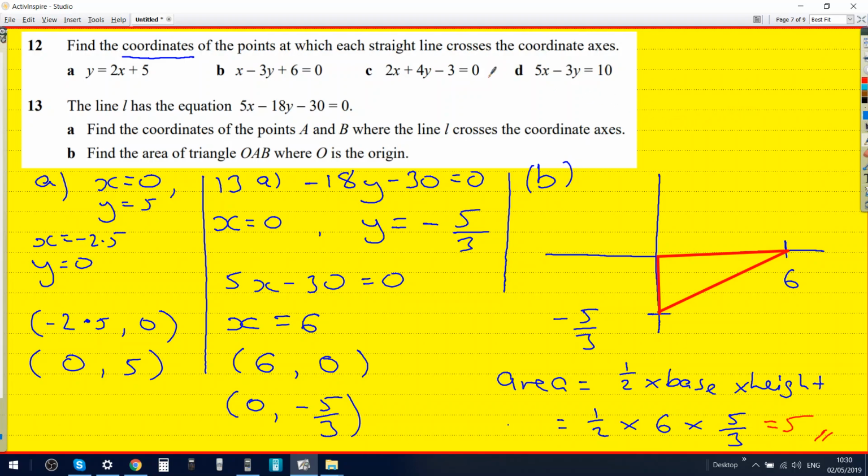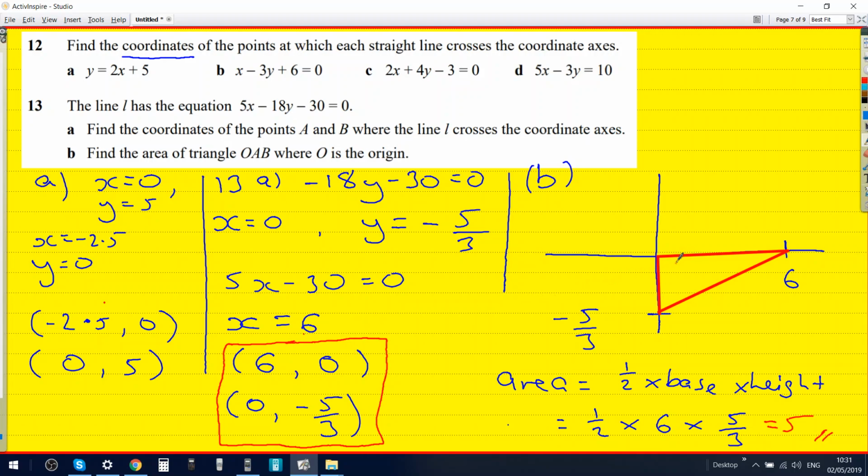Where it crosses the axes, so that's when x is 0. Find y. Let y be 0. Find x, and don't forget that it's 2 different coordinates. So it's not the two together as one coordinate. It's 2 separate coordinates.